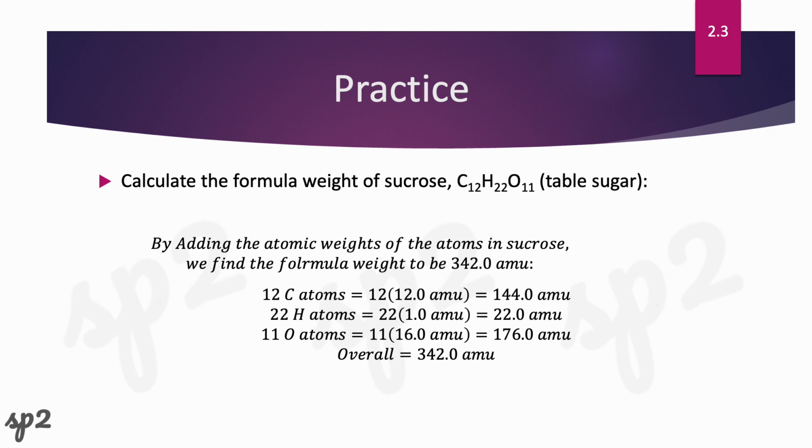You've got 12 carbon atoms, which is going to be 12 by 12 AMU. We have 22 hydrogen atoms, so that will be 22 by 1 AMU. We also have 11 oxygen atoms, right, which is going to be 11 by 16 AMU. And then you just add them up, and that is going to be 342 AMU.